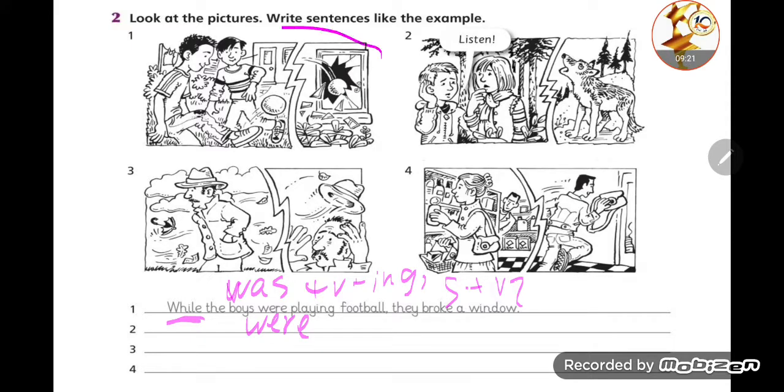While the boys, look here at picture number 1. What were the boys doing? While the boys were playing football, they broke the window.